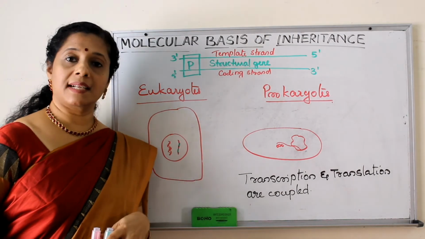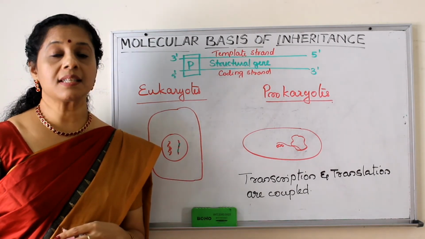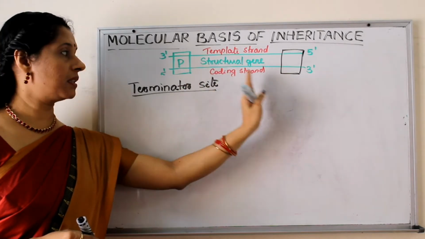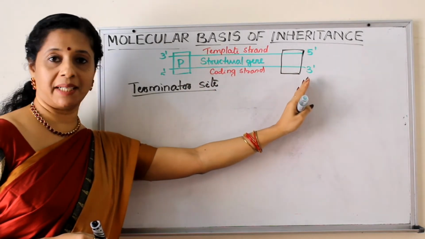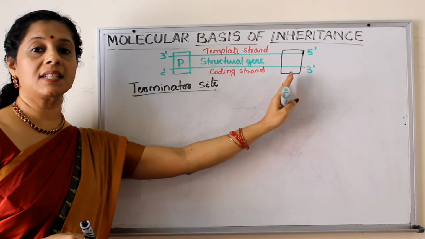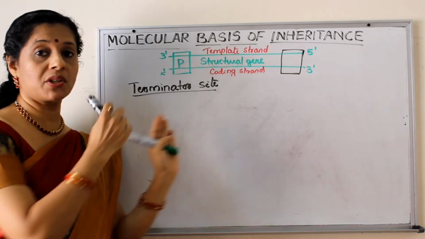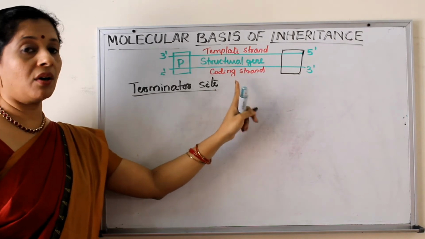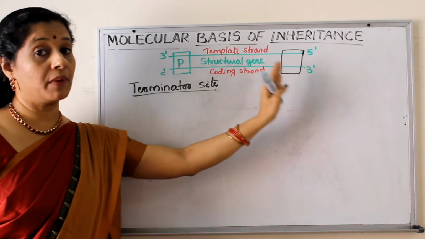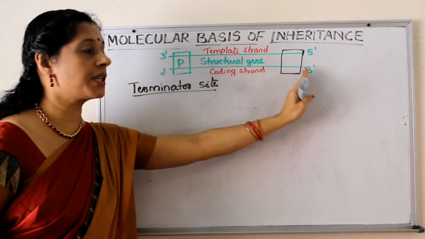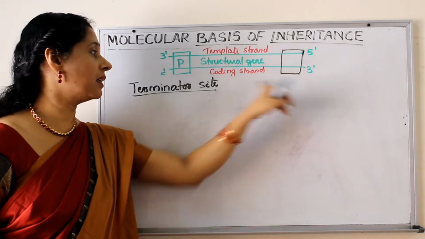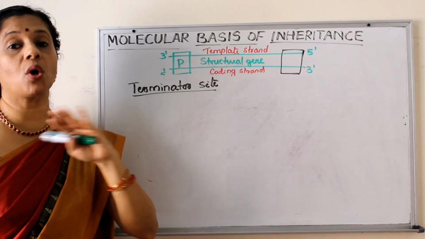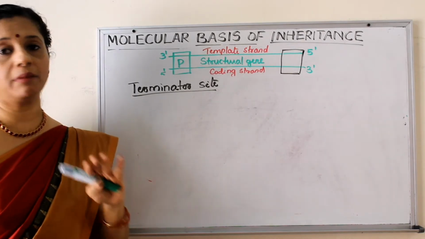Then with respect to enzymes also, there are differences. We will discuss that later. So now we have finished promoter and structural gene. Let us move on to the terminator site. The terminator site is located downstream. Downstream means the right-hand side of the structural gene, or we can say in the coding strand. Downstream of the coding strand, the terminator site is present. It is meant for termination, the culmination or the stopping of the process.